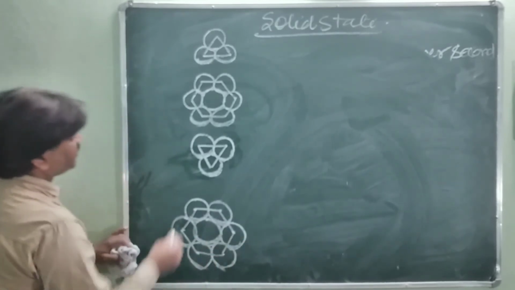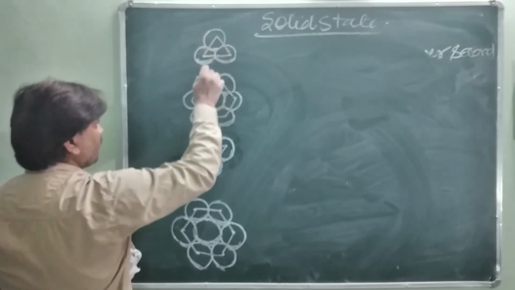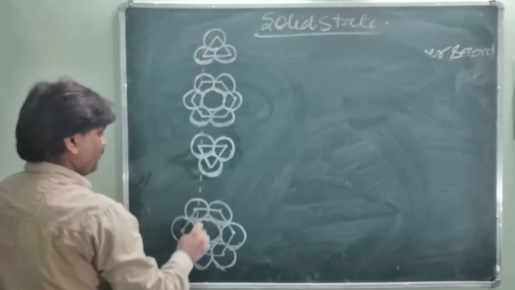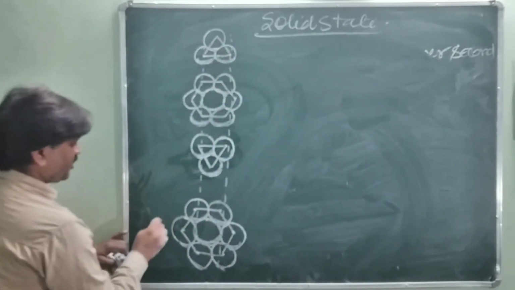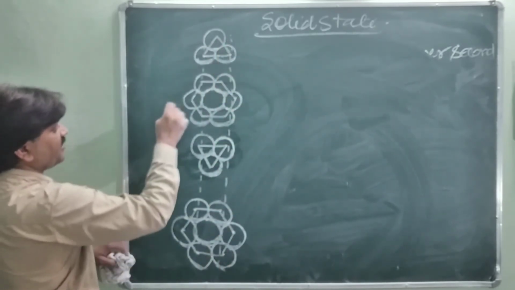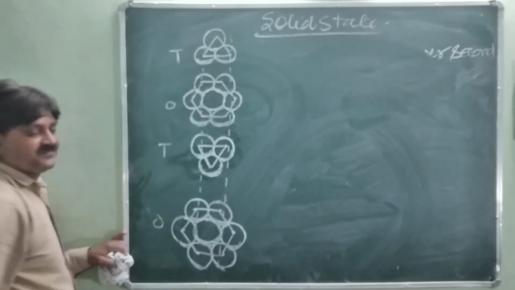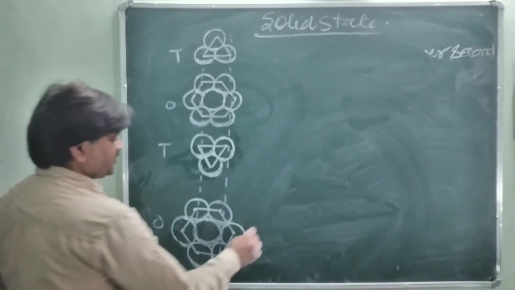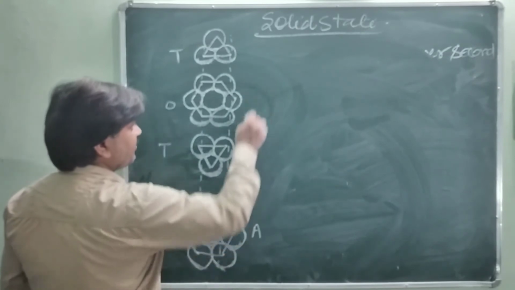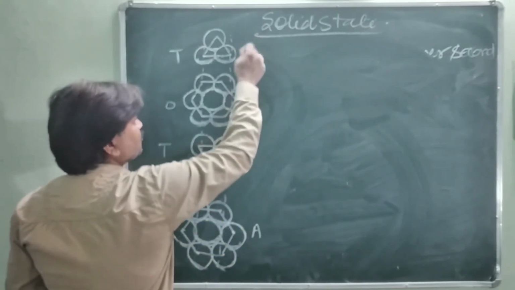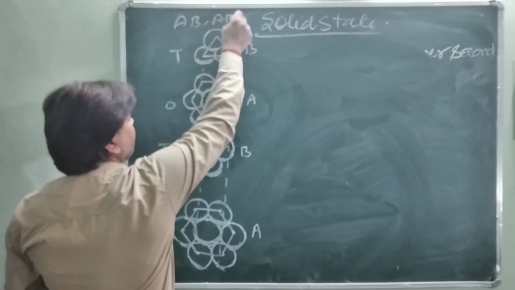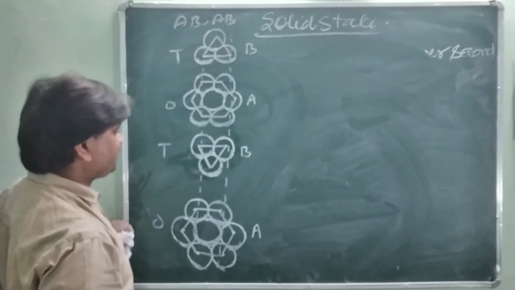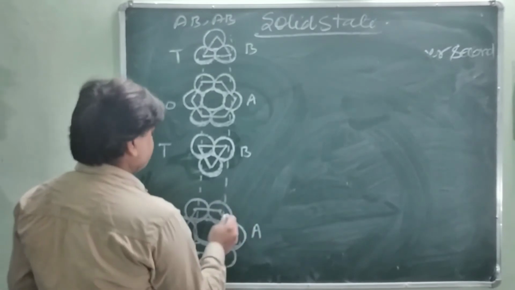So we will see this is octahedral, tetrahedral, further octahedral, this is tetrahedral, and this is A, B, further A, now B. So which type of structure? AB type of structure, and this appears as an HCP type, hexagonal close pack structure.